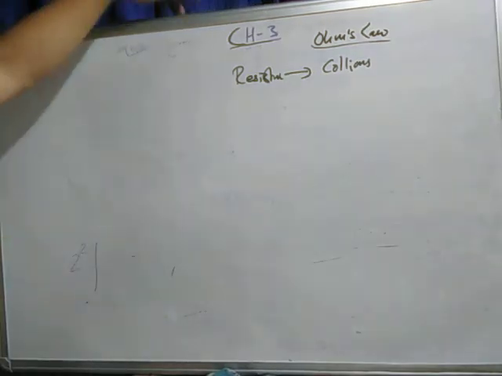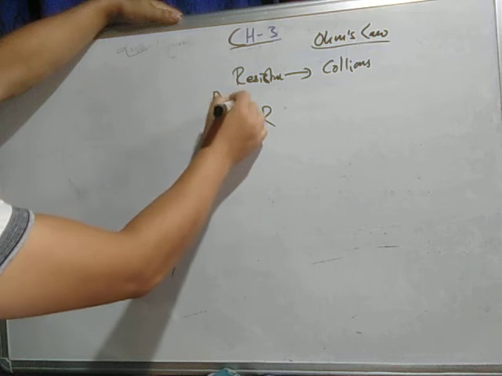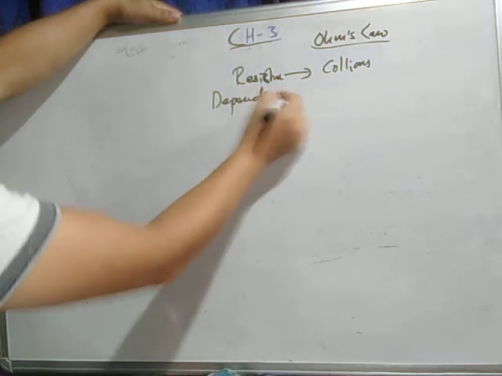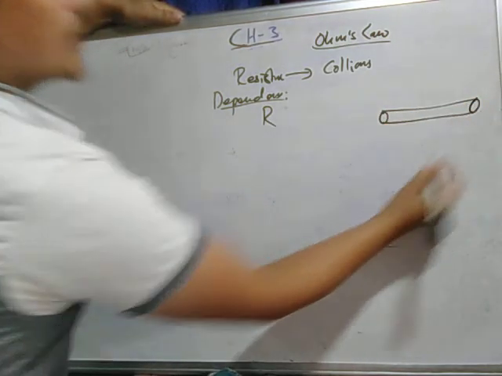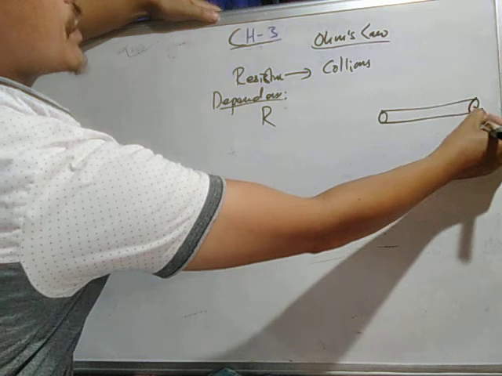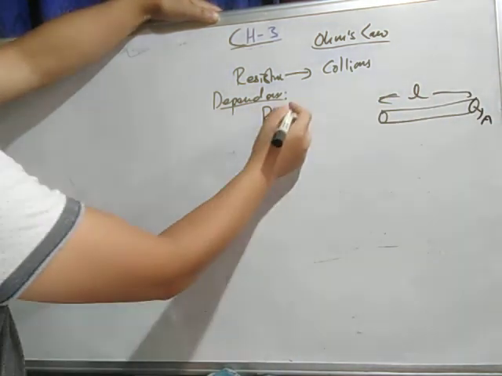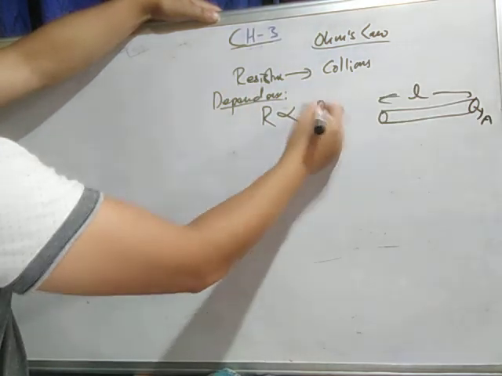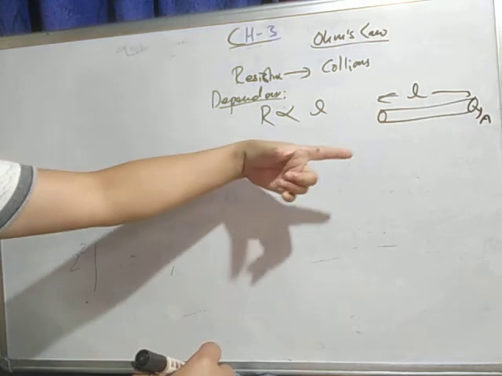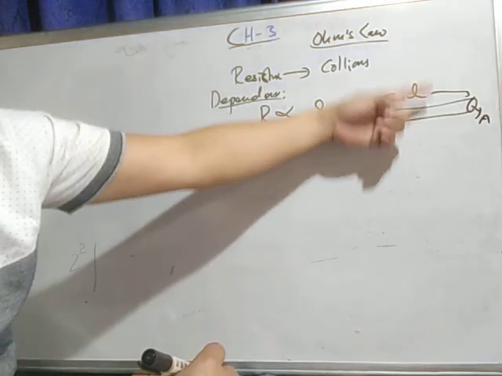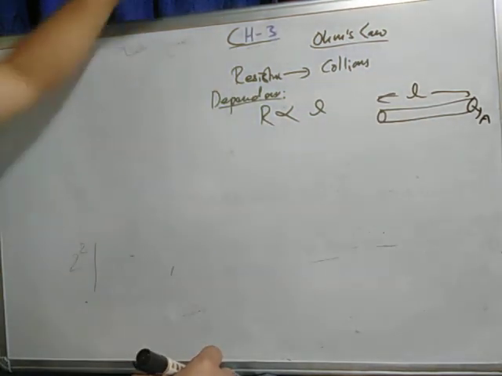Clear? So now in our class, dependence of R, where it depends. Okay, so if I take this as a conductor, this is the cross-section area and this is the length of the conductor. Clear? So R is directly proportional to the length, because the longer the path, the more the electron has to collide. Path comes into the picture. Okay, the longer the path, the more the electron collides with atoms. So length increases, resistance increases.